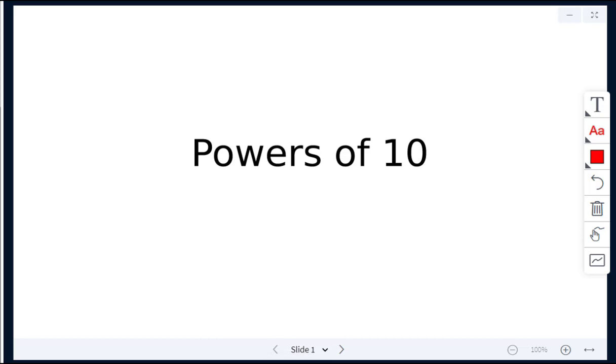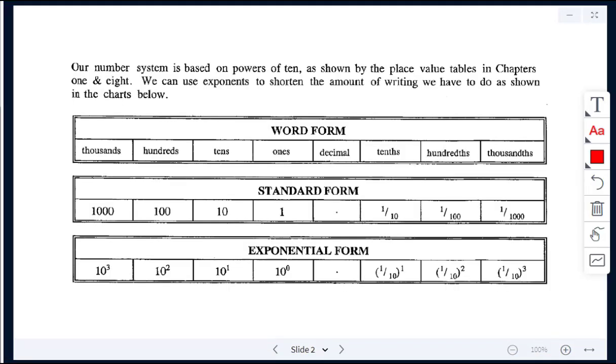Okay, so we are looking at powers of 10 today in our exponent unit. And so we're starting here just looking at our number system. So our number system is based on powers of 10 as shown by the place value tables here. We already covered place value in the beginning of the year, but now we can use exponents to shorten the amount of writing that you have to do as shown here.